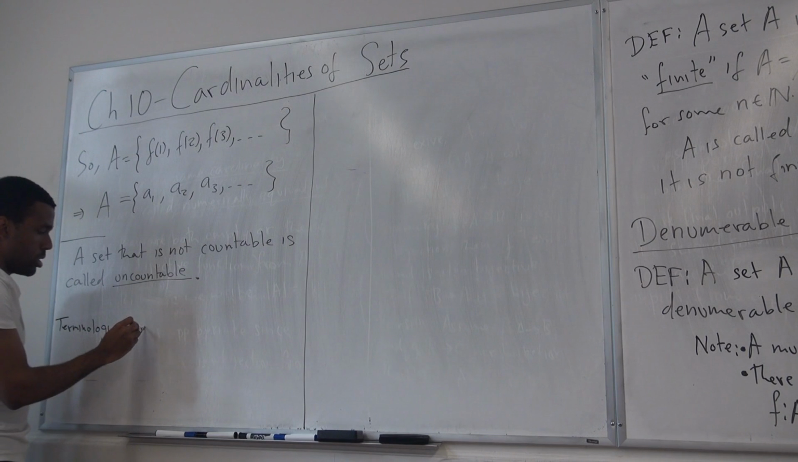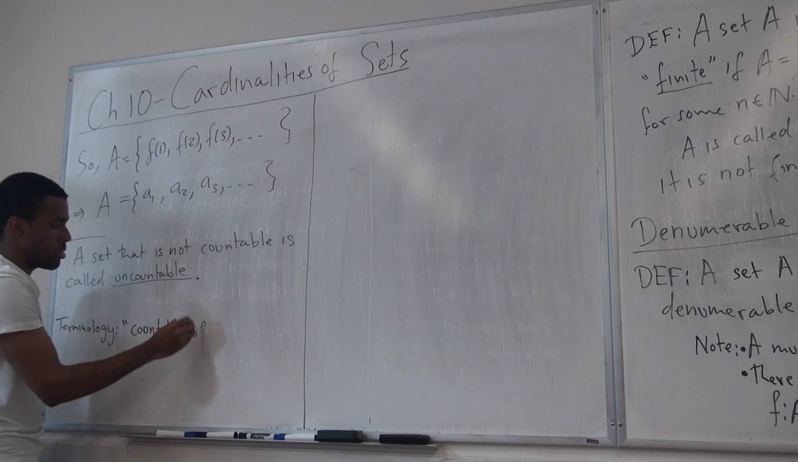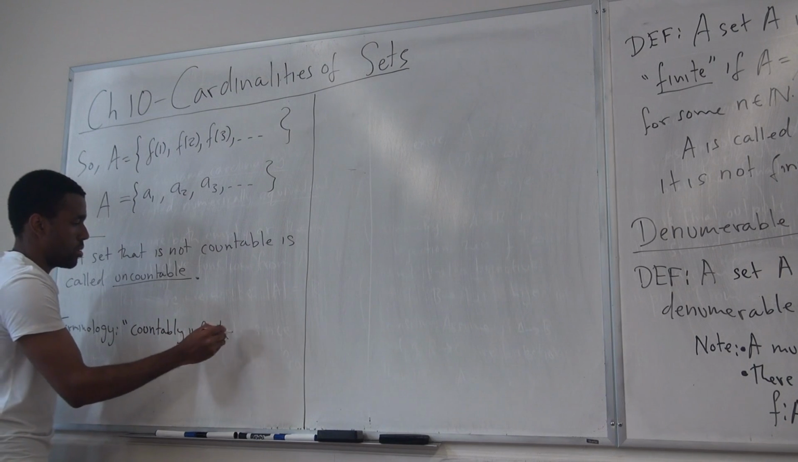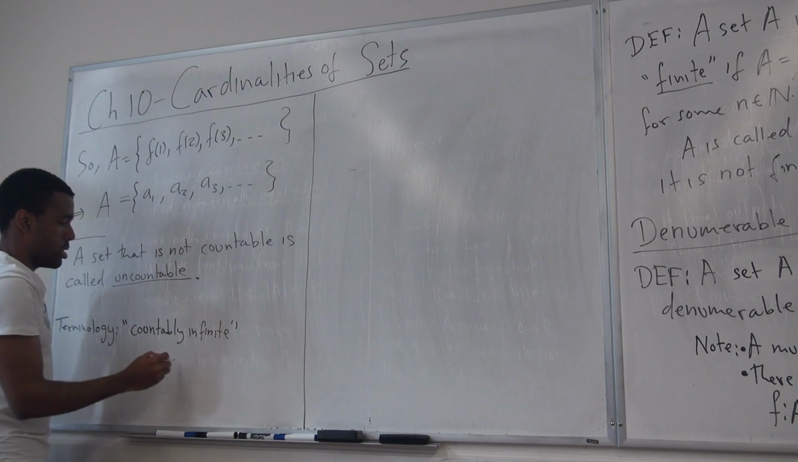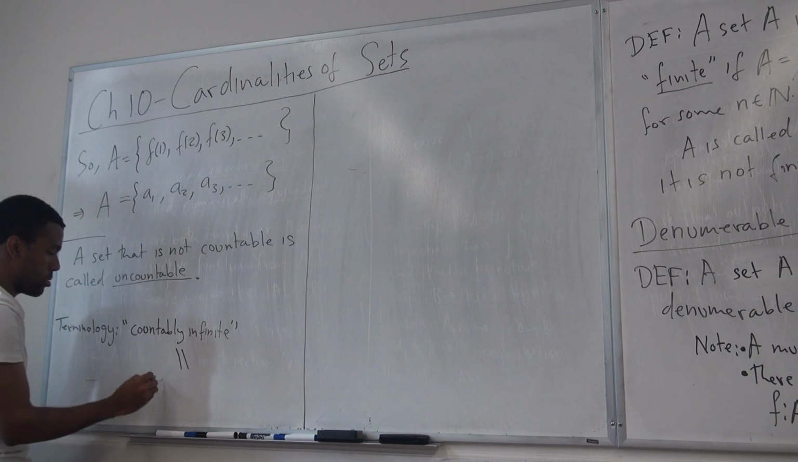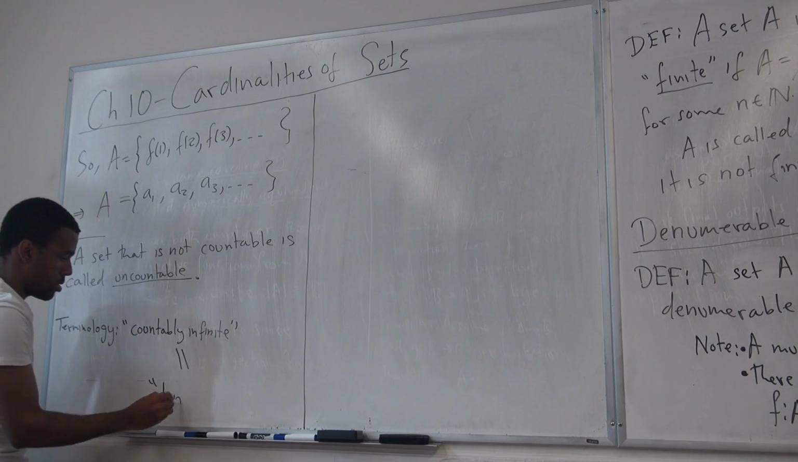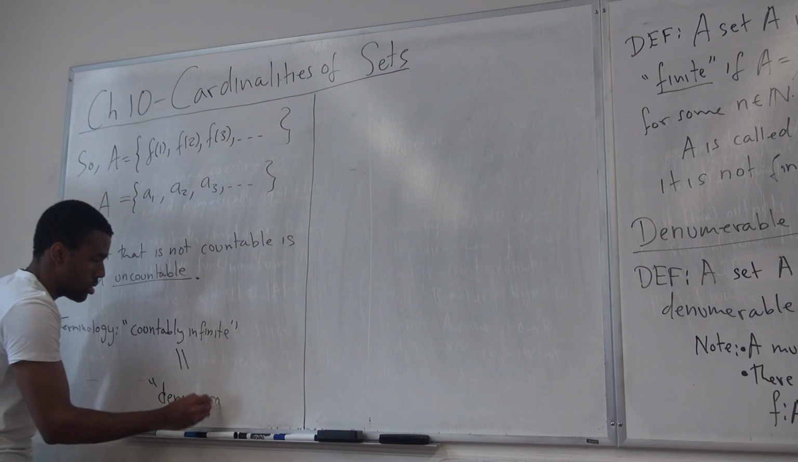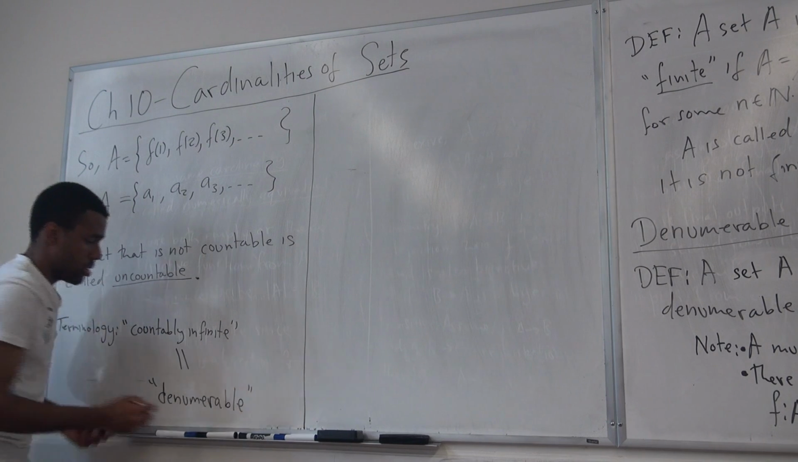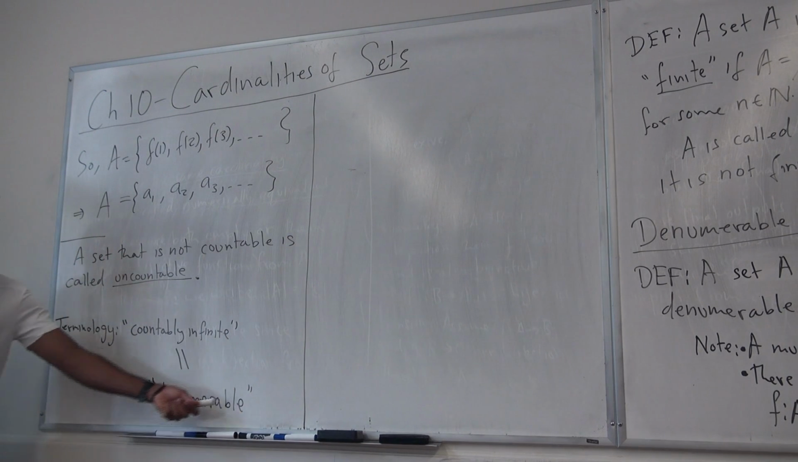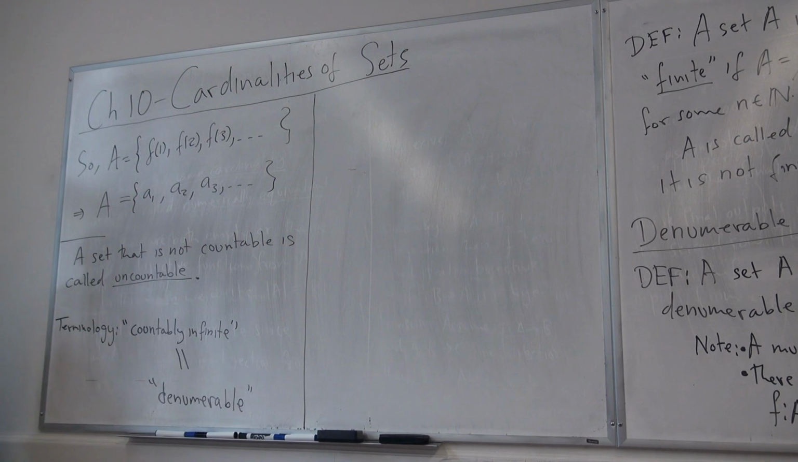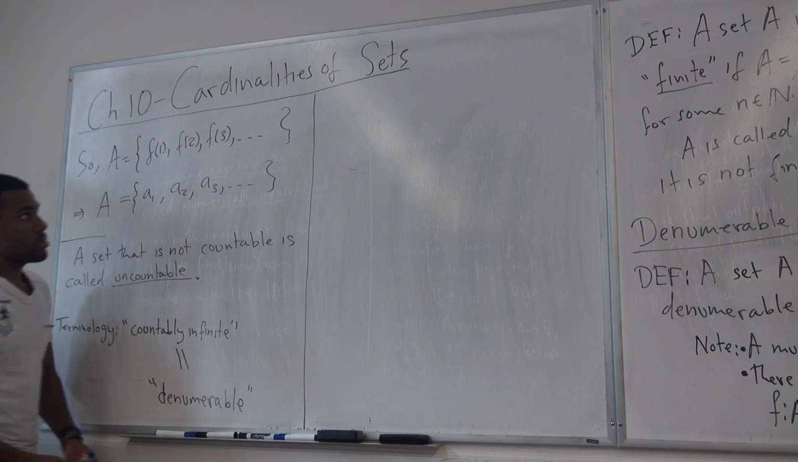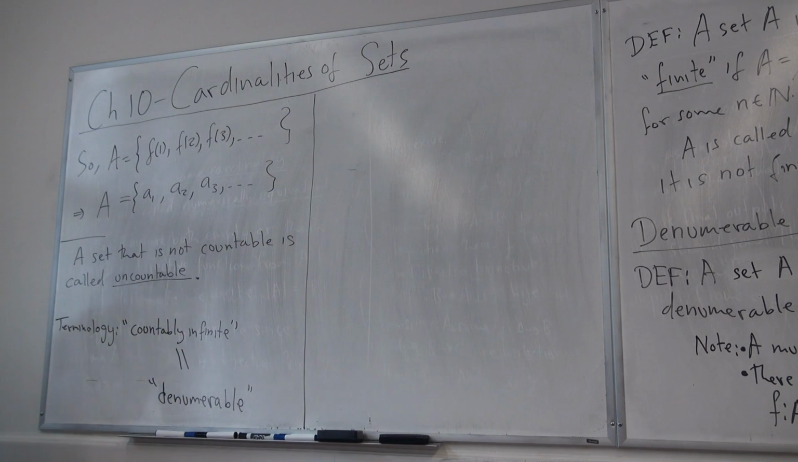Just in case you might see this, sometimes in other texts people call things countably infinite. It's the same thing as denumerable. Not a lot of books use the word denumerable, but they might say countably infinite. It basically means denumerable. So in case you're reading other sources, that might come in handy.